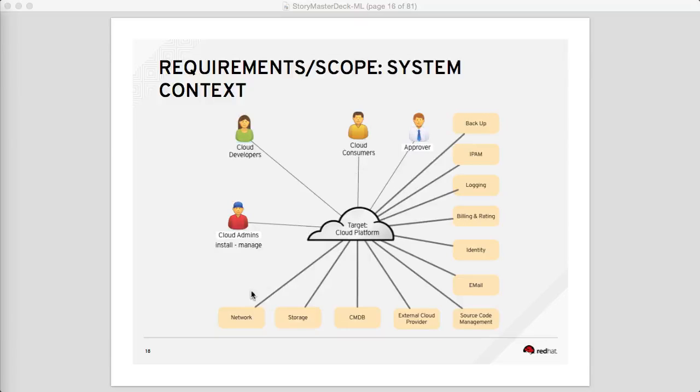And then there are a number of accompanying systems like existing network and storage, or a change and configuration management database, external cloud providers that could be part of a hybrid cloud scenario. You have source code management, email systems, identity management to control access, billing and rating or ERP systems. You have centralized logging frameworks and monitoring frameworks. You might have an IP address management and backup. And I'm sure there are a number of additional scenarios and systems that need to be integrated once you look into it in more detail.